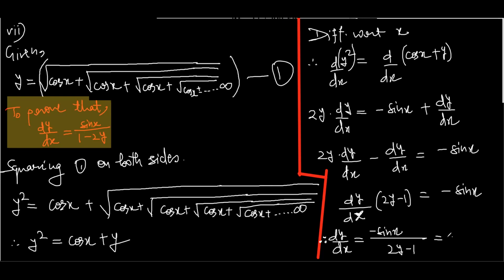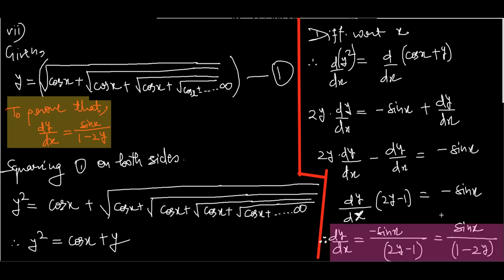So I will get therefore sine x, and in the denominator it will become 1 minus 2y. Because when you take this negative down, 2y will become negative and 1 will become positive. Okay, the sign in the denominator will change. So what you got? You got the final answer. This is what they wanted you to get. This completes the solution.